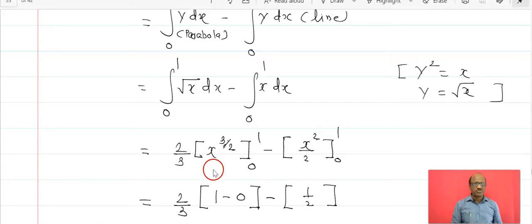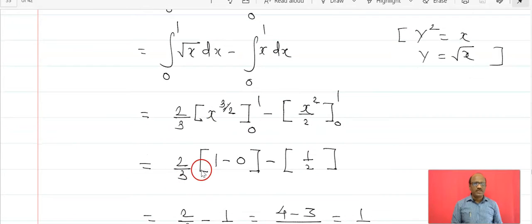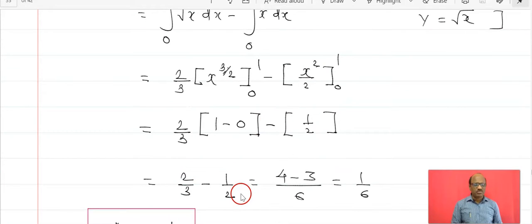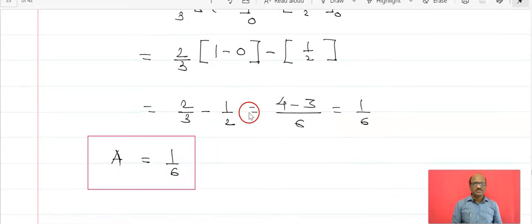If you substitute x is equal to 1, then you will get 2 by 3 into 1 minus, substituting the lower limit 0, and the upper limit 1 gives 1 upon 2. Therefore, 2 by 3 minus 1 upon 2. If you simplify it, cross multiplying, that is 4 minus 3 upon the product of 3 into 2, that's 6. That is equal to 1 upon 6. Therefore, the required area A is equal to 1 by 6.